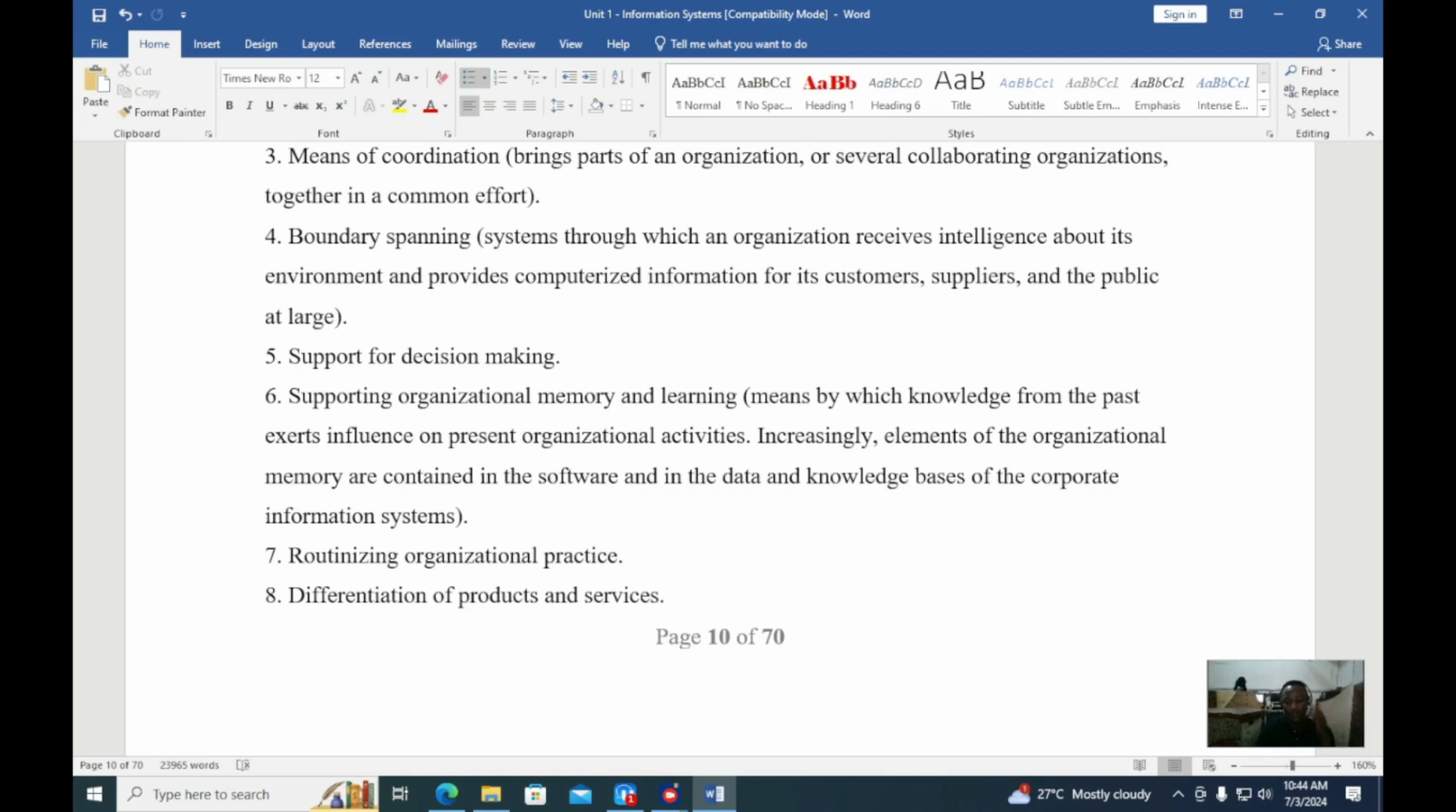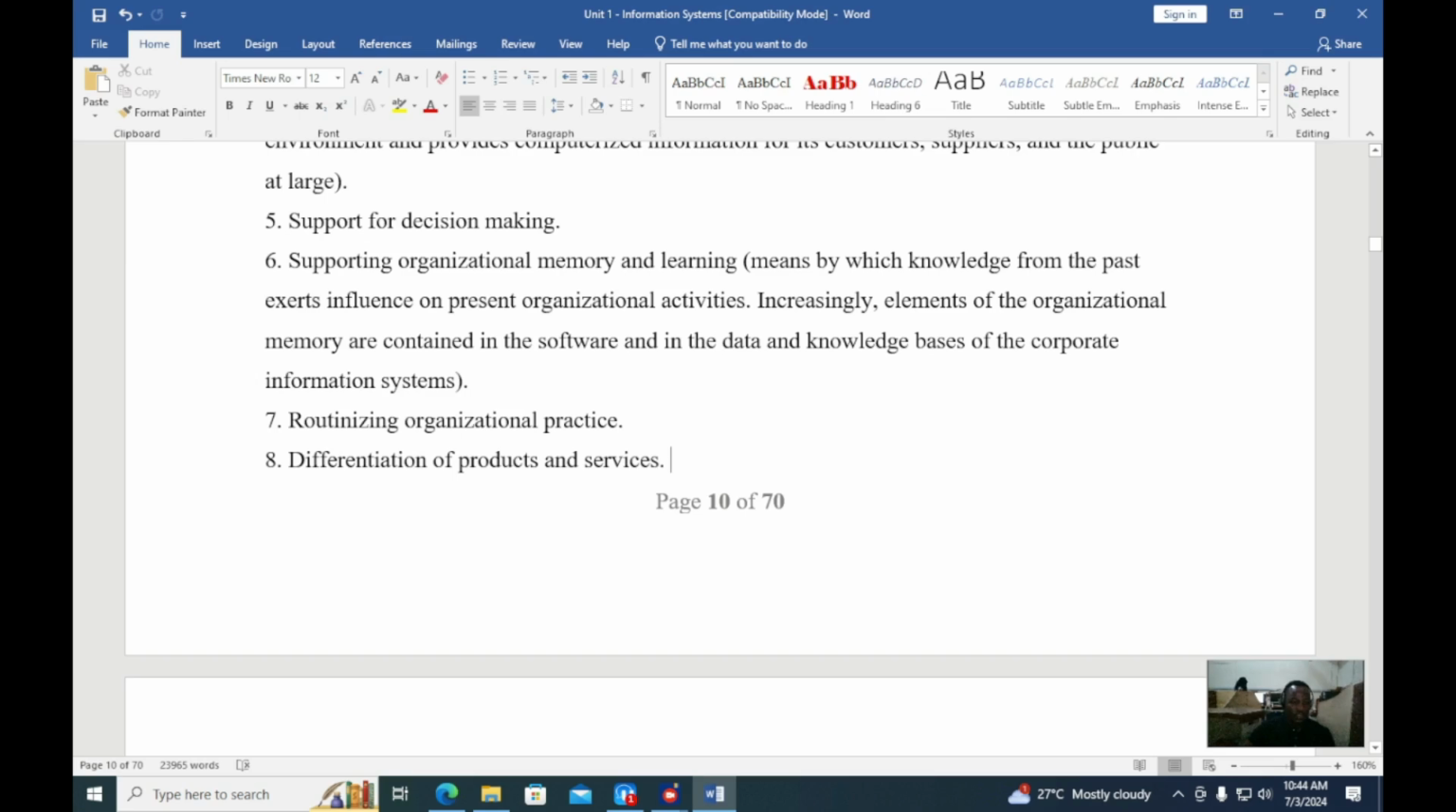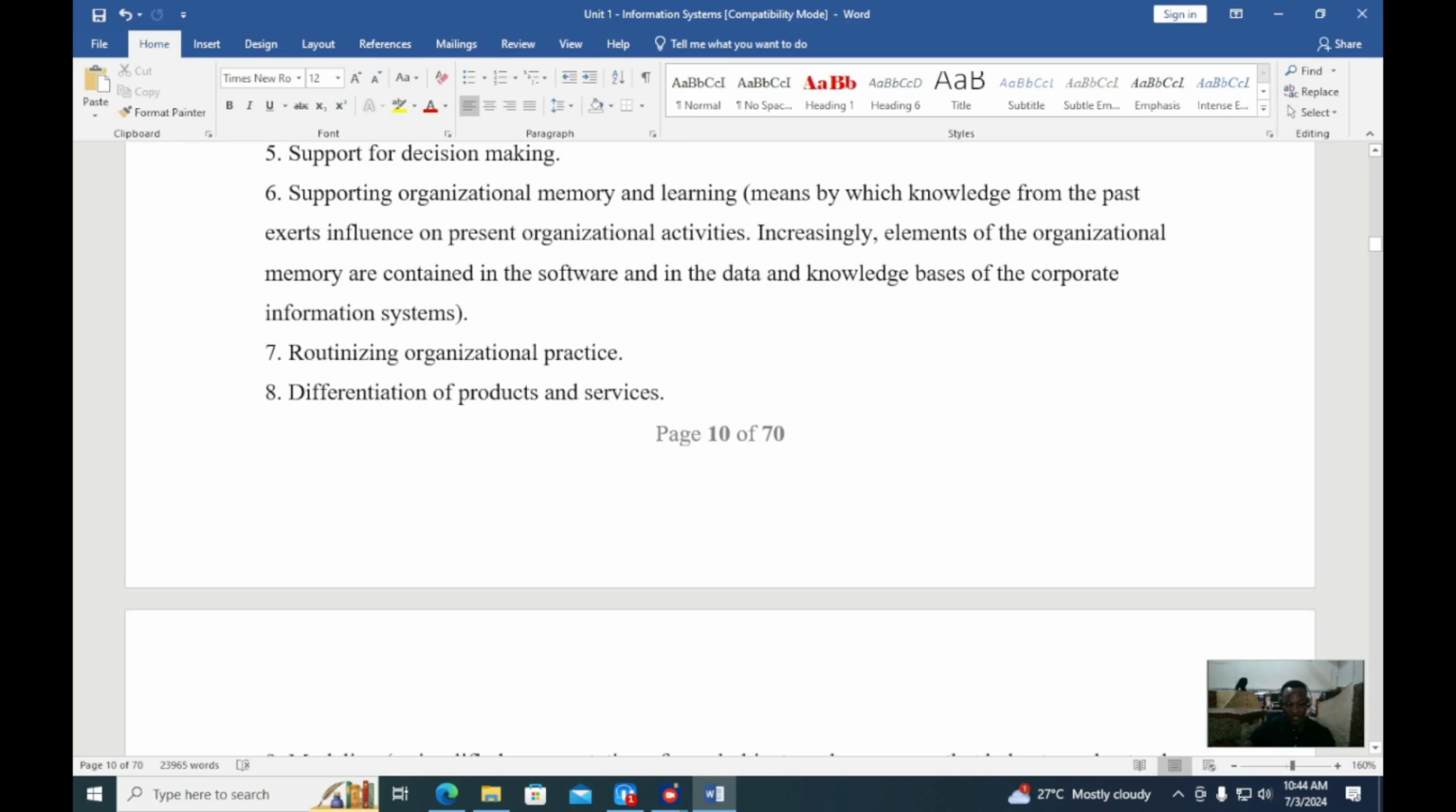Maybe in the past years this decision was made, and the effects of this decision were this and this and this and this. So we are able to learn. That means we are not going to make a similar mistake this particular year. Number 7, there is routinizing organizational practice. You can create a routine of the particular practices in that particular organization.